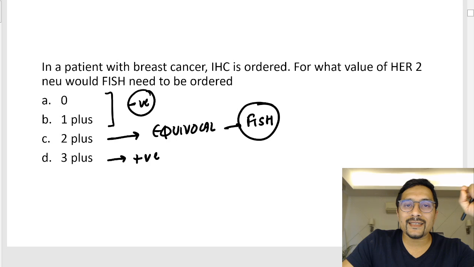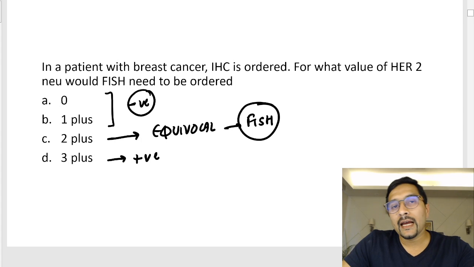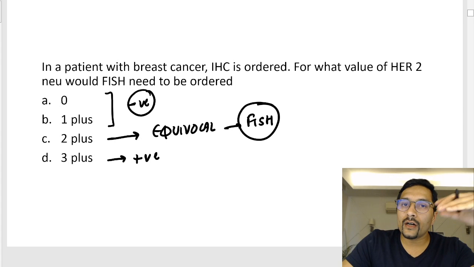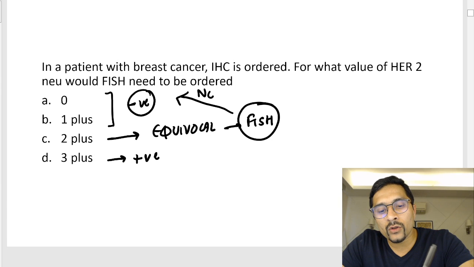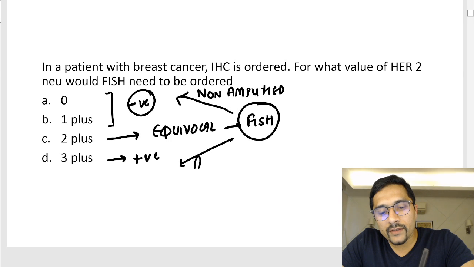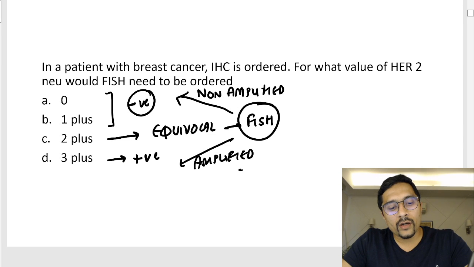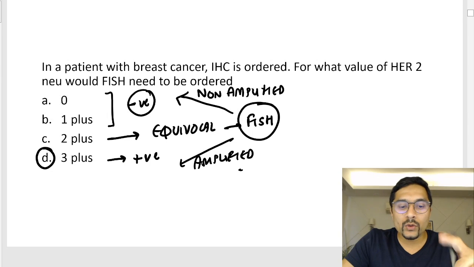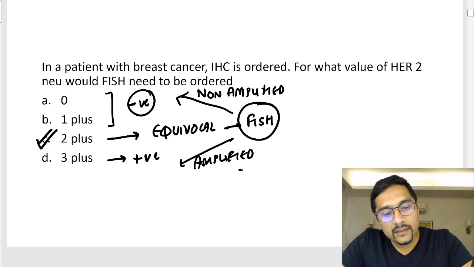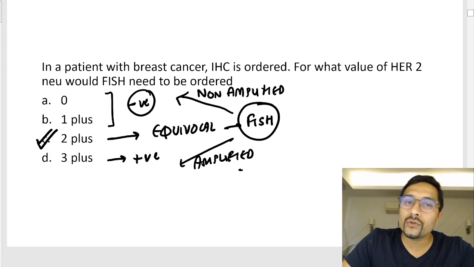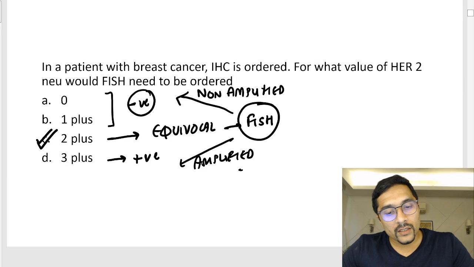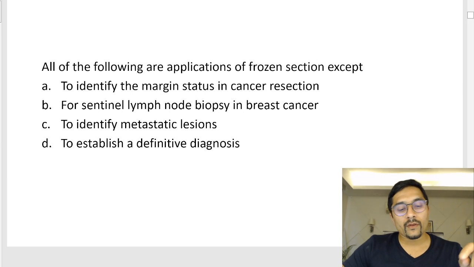And in these equivocal patients, we carry out FISH. FISH is fluorescent in situ hybridization, and FISH tells us if HER2/neu is positive or negative. If it is negative, it will be non-amplified, and if it is positive, it will be amplified. Okay, so only for HER2/neu 3+ and 2+ patients who are amplified on FISH do we give HER2/neu treatment. So this also you should know for the exam.